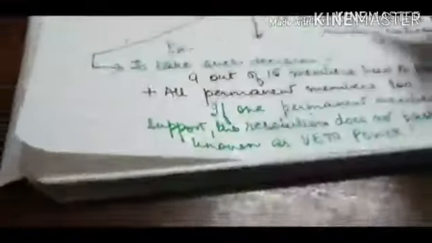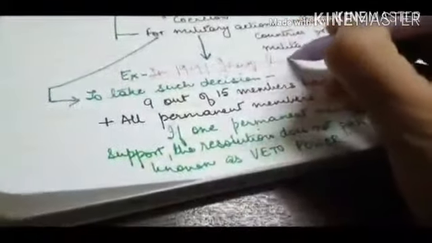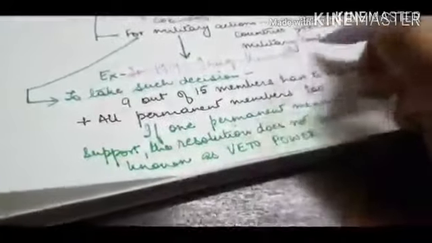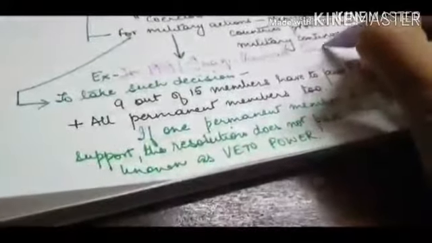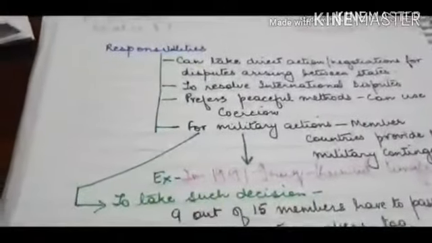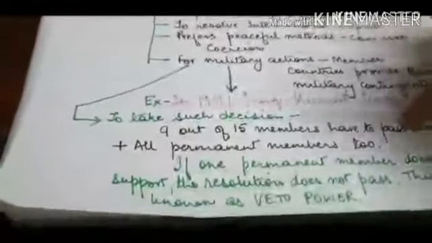One example we can know about a military action was in 1991. The Iraq-Kuwait tangle. You have studied about it in a previous chapter. So, that is the function of the Security Council.